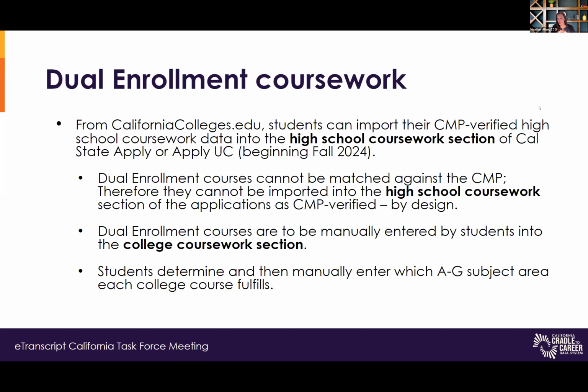Because they are manually entering that, they also have to manually enter which A through G subject area each dual enrollment course fulfills in order to make sure that that course is considered as part of their total picture towards eligibility for meeting those minimum A through G requirements or above. Next slide.